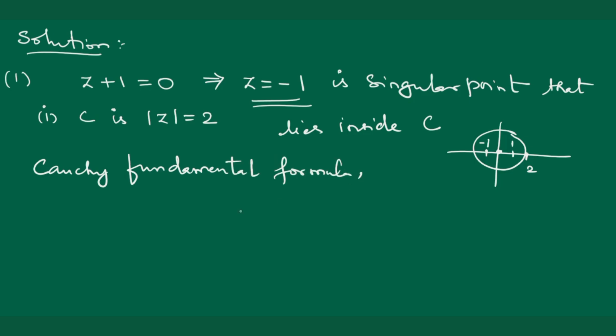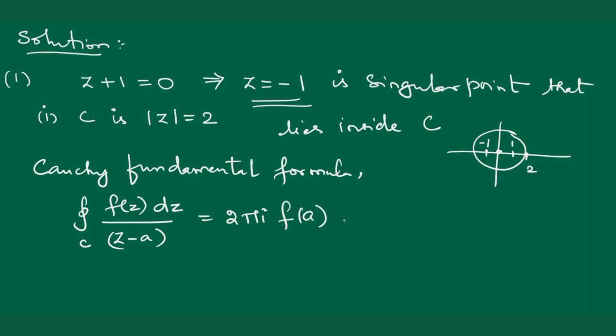So what is Cauchy fundamental formula? Cauchy fundamental formula is the integral over C of f of z dz by z minus a, and this is equal to 2 pi i into f of a. Now what is our question? Our question is here e to the power minus z dz by z plus 1. So this is our question.